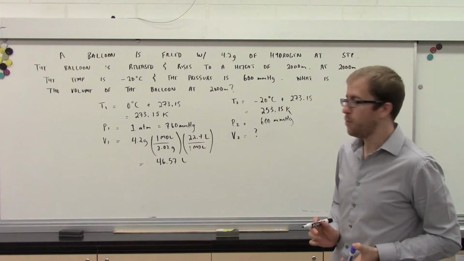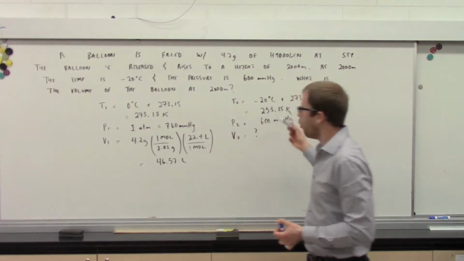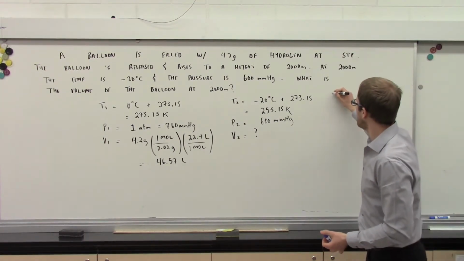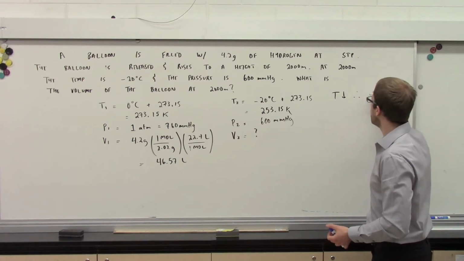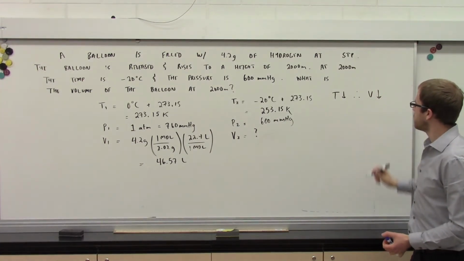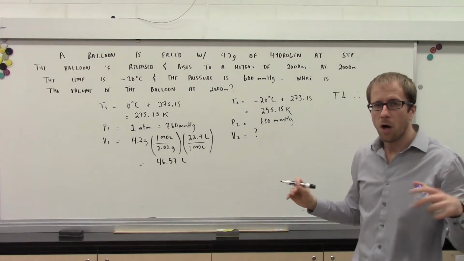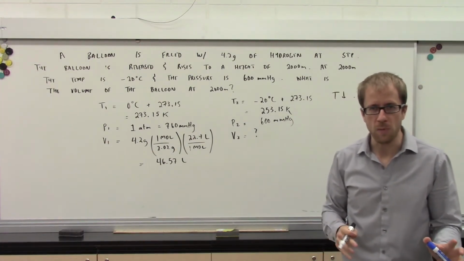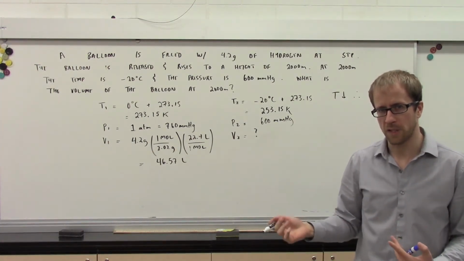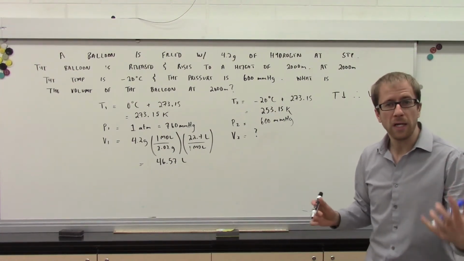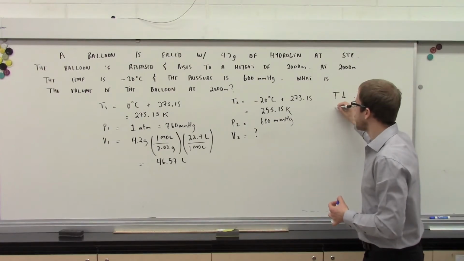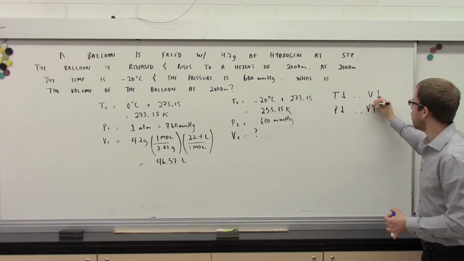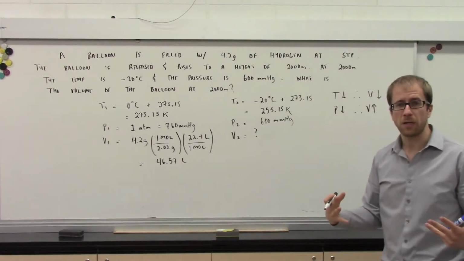So what are our predictions going to be? Well, our temperature went down. Temperature and volume are directly proportional. So if our temperature goes down, our volume must also therefore go down as well. Now, what about our pressure? Our pressure decreased as well. But is pressure and volume directly proportional or inversely proportional? Yeah, that's right. They're inversely proportional. So when our pressure goes down, that means that our volume, as a result, will go up. So we have our predictions.